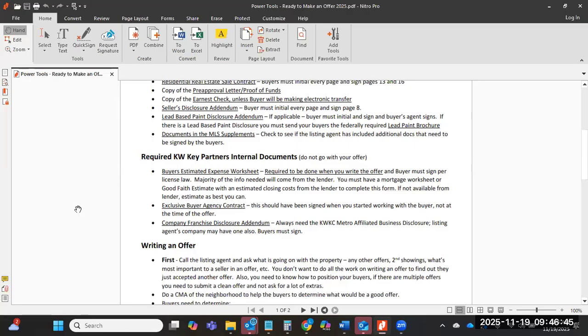Your buyer's estimated expense worksheet. I cannot stress this enough. As you are writing up the offer and before you send it for signatures, you have to do an estimated closing cost worksheet based upon that offer. And there are two versions of it available. There's the one through KCRAR, there's the one through KW KC Metro.